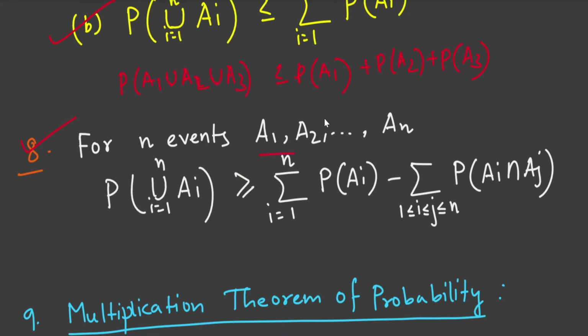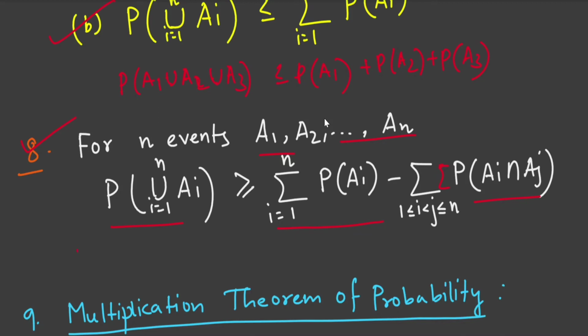Now let us come to another important theorem. For n events A1, A2, ..., An, we can write probability of the union of Ai, i equal to 1 to n, which is greater than or equal to summation probability of Ai minus the double sum, for 1 less than or equal to i less than j less than or equal to n, probability of Ai intersection Aj.